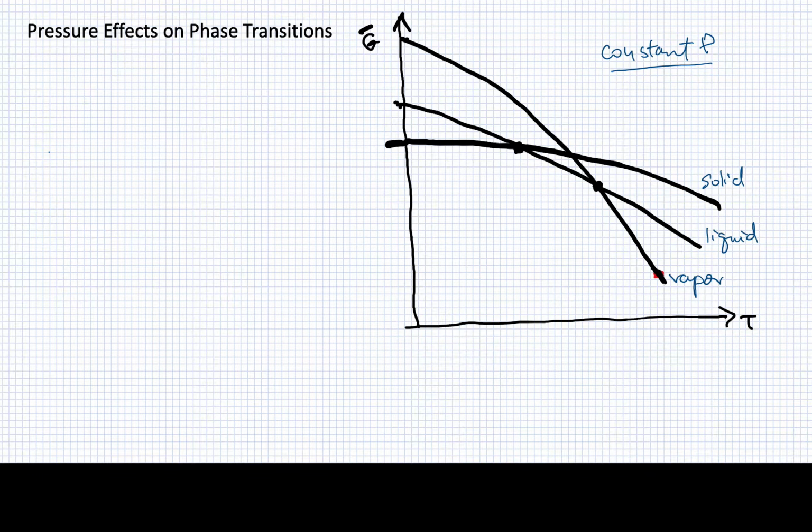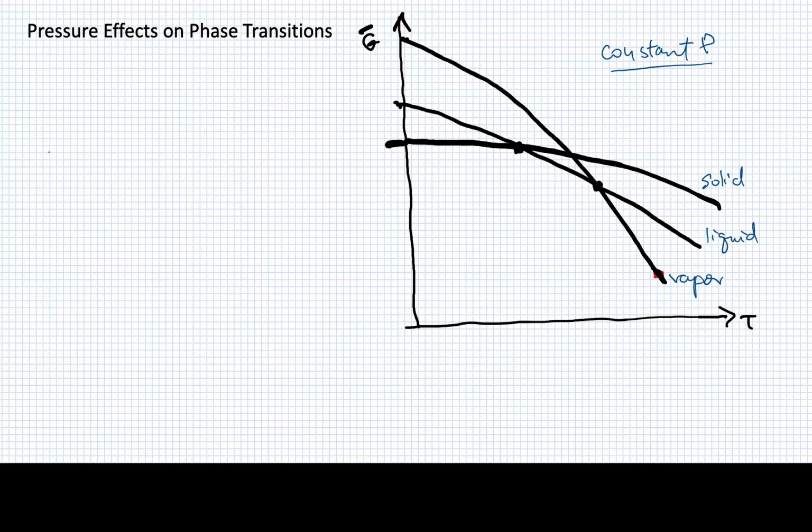So we've seen how the molar Gibbs energy for each of the phases, solid, liquid, and vapor, can vary as the temperature varies. And a diagram that we produced a little while ago looks just like this diagram that is shown on the right here.